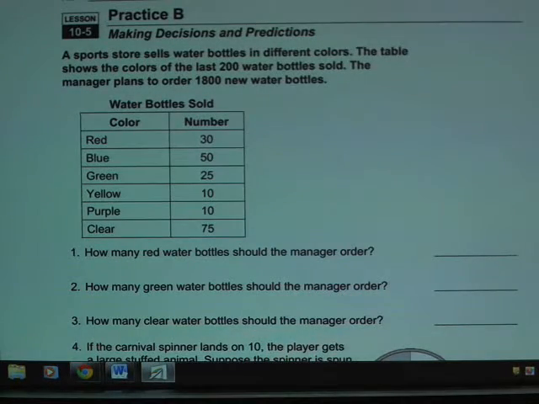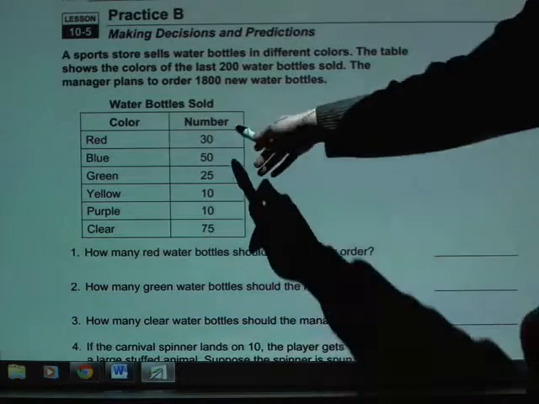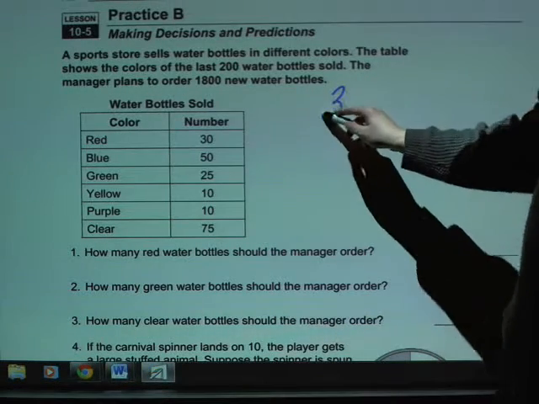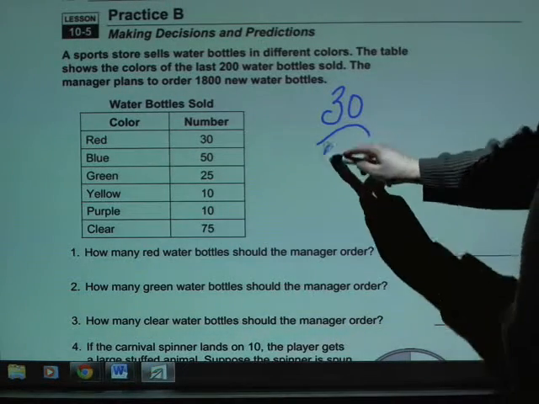It says a sports store sells water bottles in different colors. The table shows the color of the last 200 water bottles sold. The manager plans to order 1,800 new water bottles. And we're going to look specifically at question number 1, which says how many red water bottles should the manager order? Well, looking at the table, we see of those last 200 orders, 30 of them have been red.